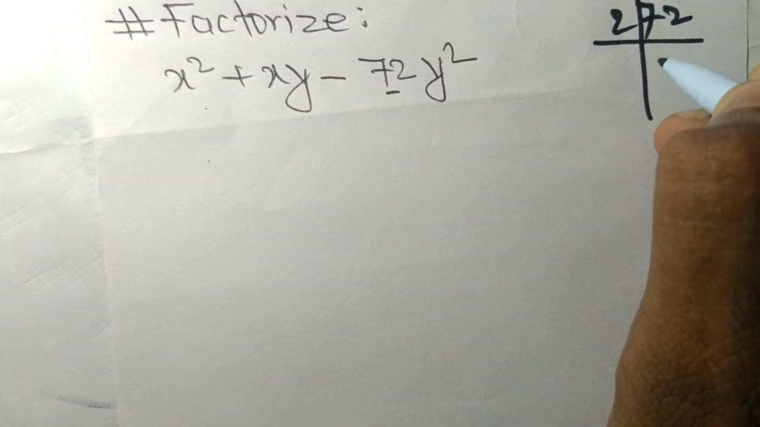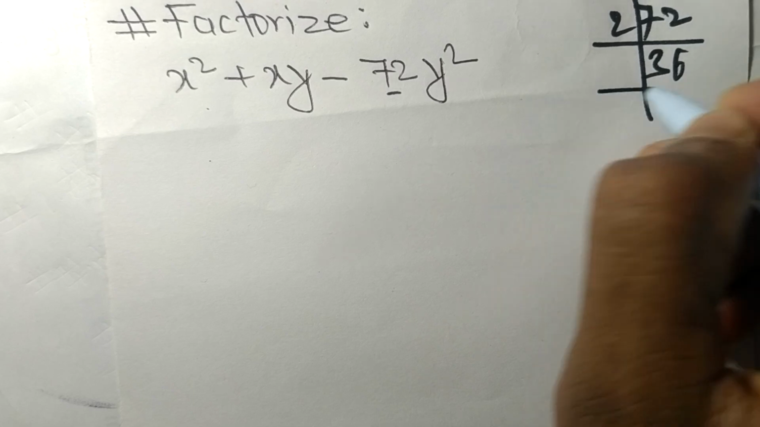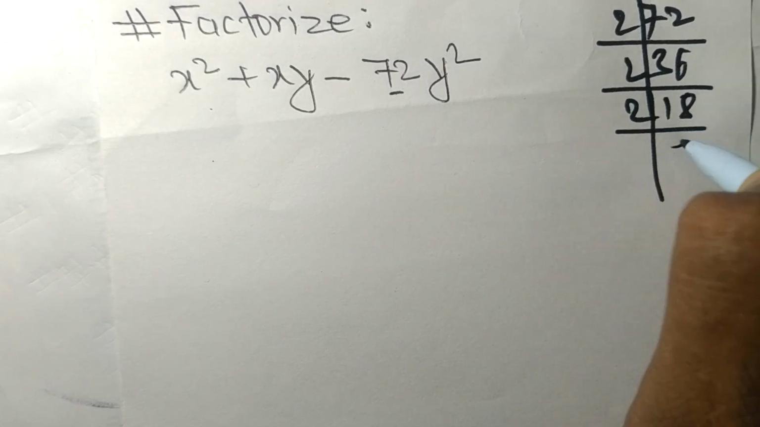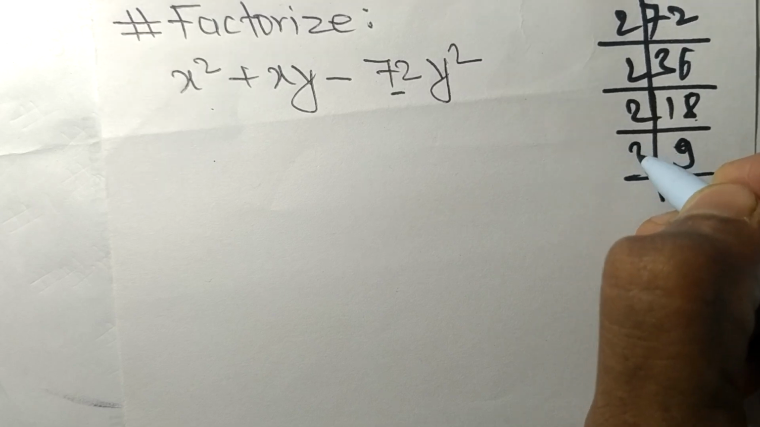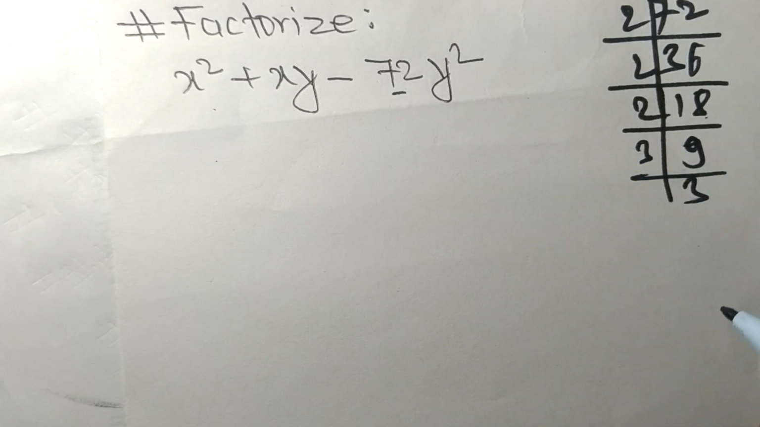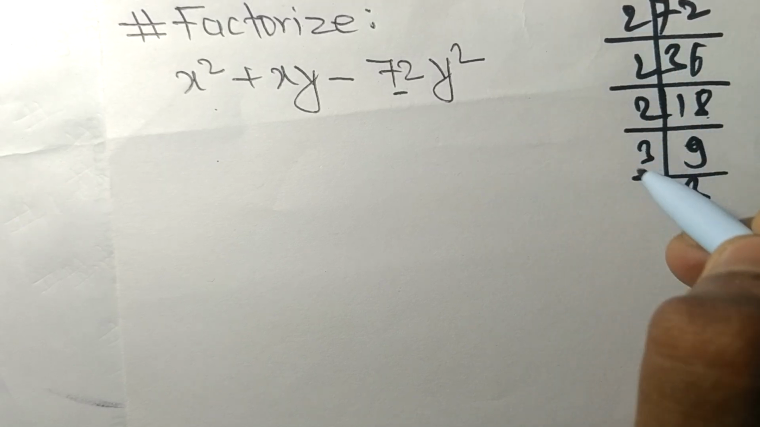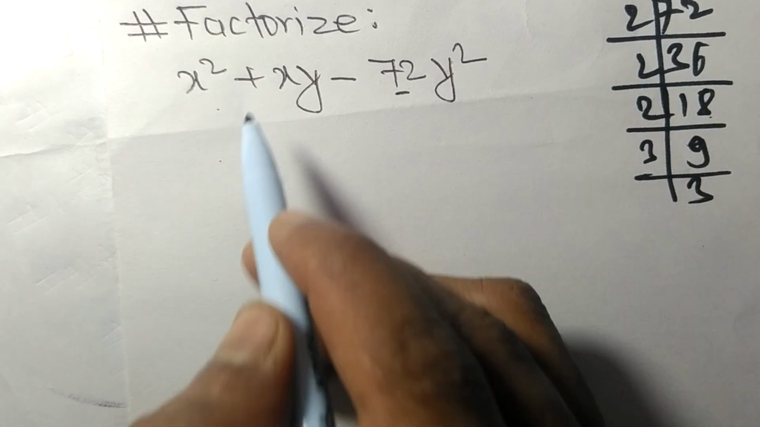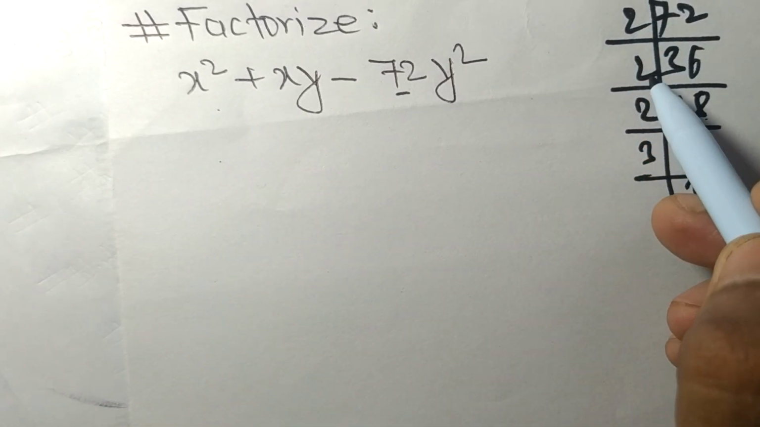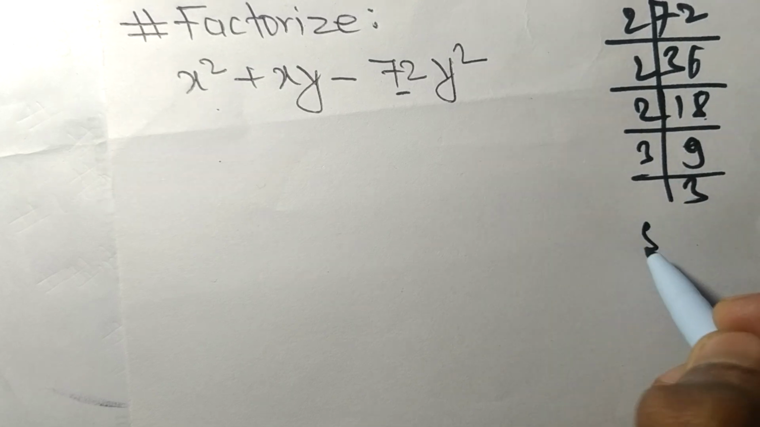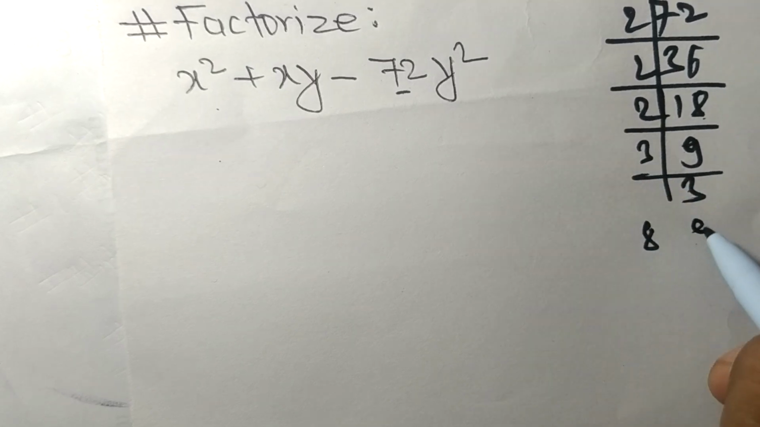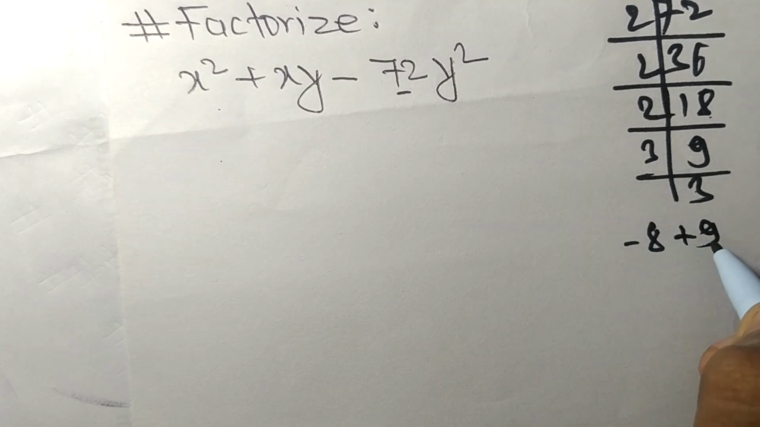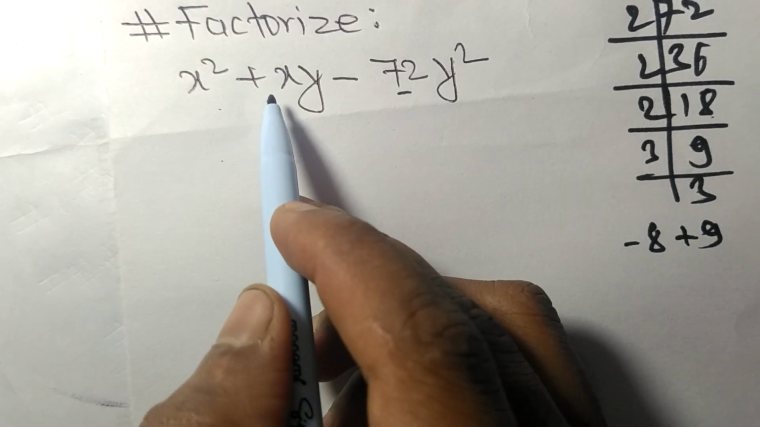That is 2 times 36 means 72, 2 times 18 means 36, 2 times 9 means 18 and 3 times 3 means 9. So from these numbers, by multiplying among them, we need plus 1. So 2 times 2 means 4, 4 times 2 means 8 and 3 times 3 means 9. So it is minus 8 plus 9, which means it is plus 1.